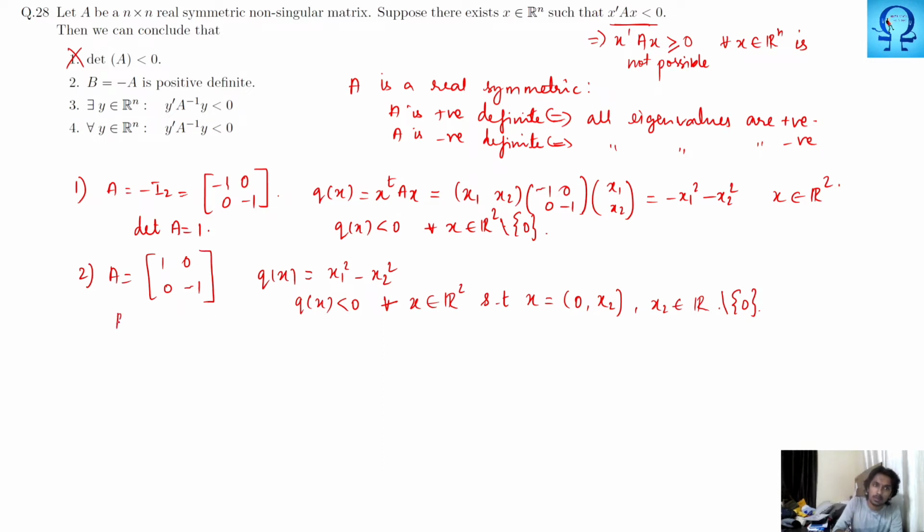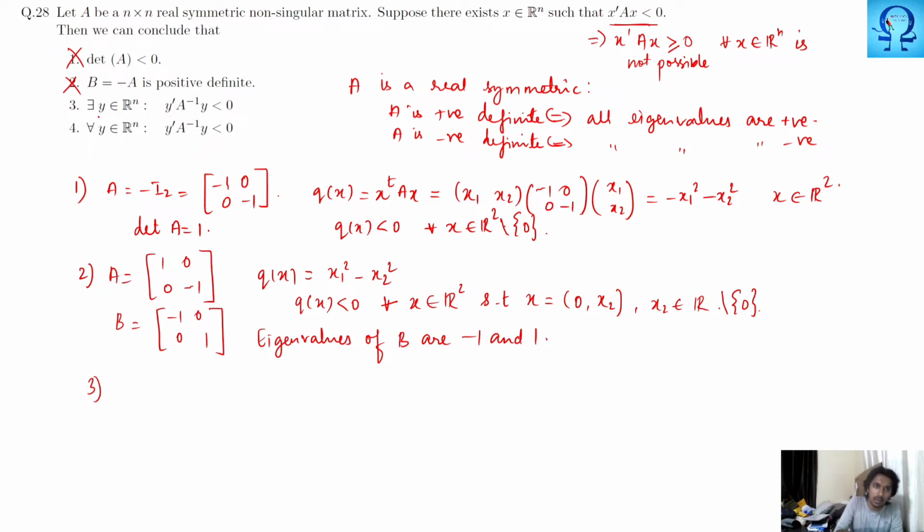Here let me choose my b, which is going to be minus 1 0 0 1. Since this is a diagonal matrix, we can very well find the eigenvalues. So the eigenvalues of b are minus 1 and 1. You can notice that this matrix b is also a real non-singular symmetric matrix, so the definition can be applied. Here we are getting one eigenvalue as positive and the other as negative, hence it is not positive definite.